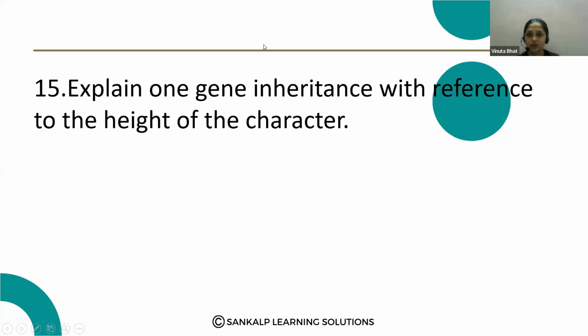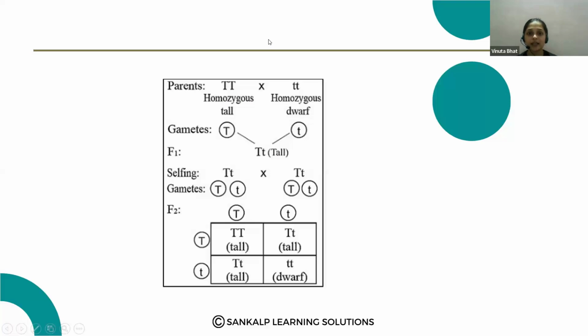Okay, here look, same question. Explain the gene inheritance with reference to the height of the characters. One gene inheritance, that is a monohybrid cross, right? Through this monohybrid cross you can also explain the law of dominance. So this is one gene inheritance related to the tallness of the plant. When a homozygous tall and a homozygous dwarf plant are taken, in the F1 generation all plants will be tall. In the F2 generation, when the F1 plants are selfed, you will get three tall plants and one dwarf plant.